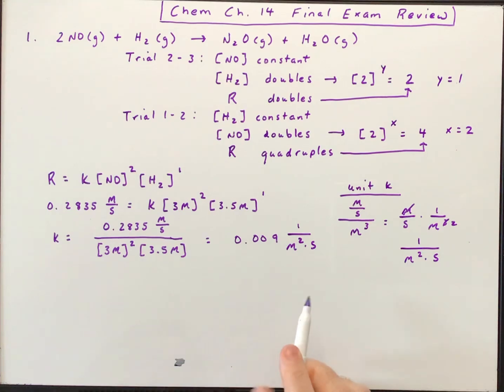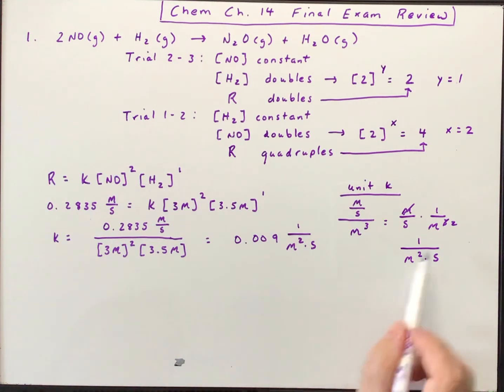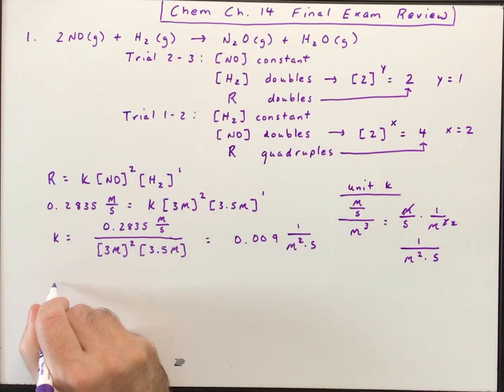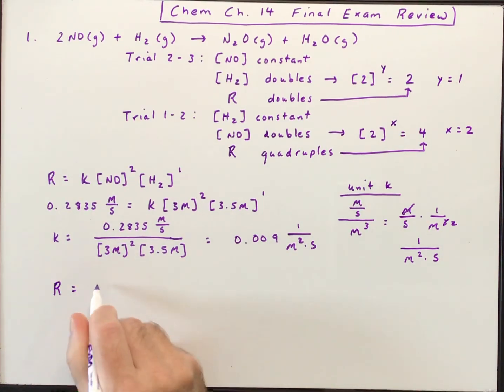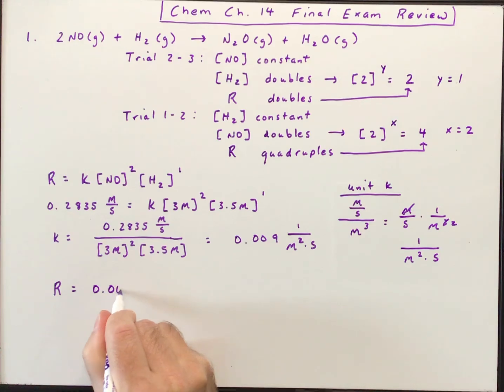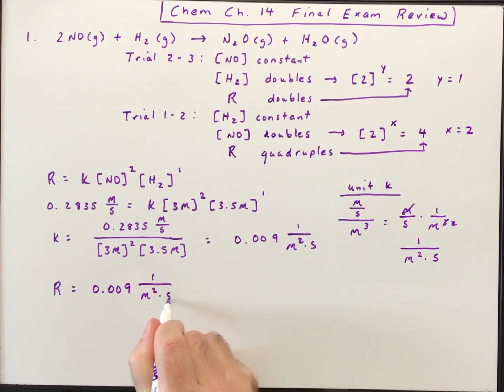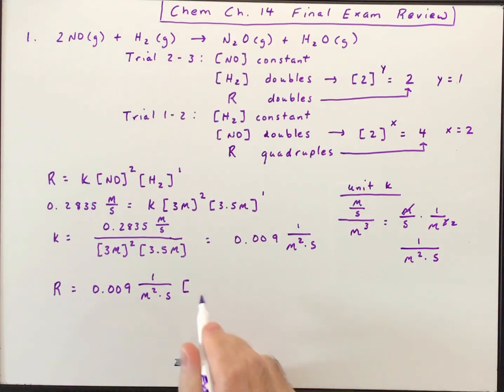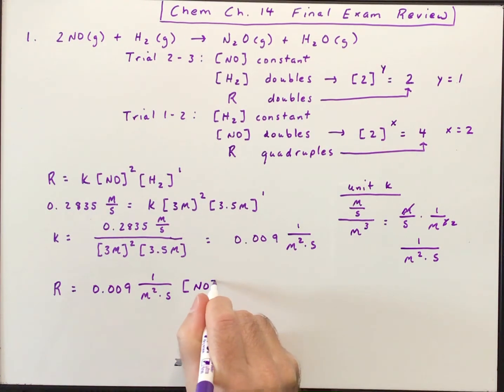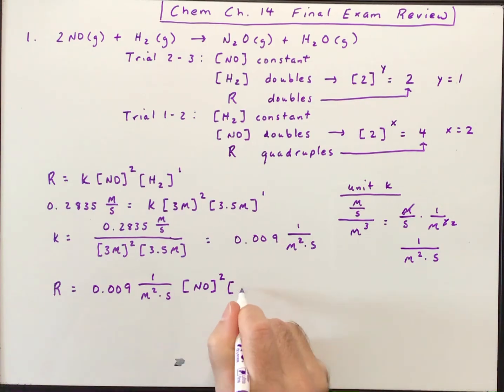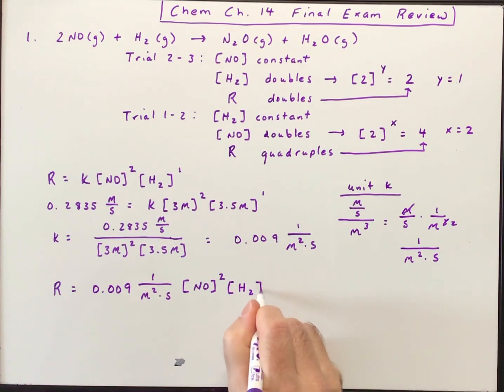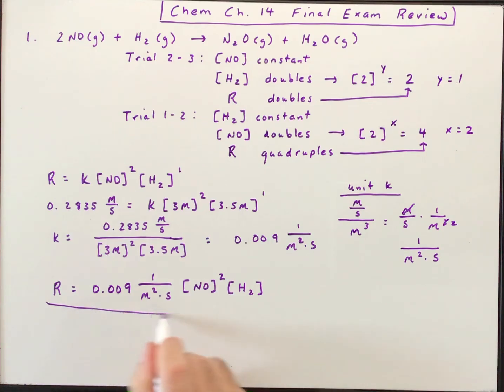Now this unit is going to be worth more than 1 point on the test. It's definitely a bigger part of the problem. So make sure that you're careful in determining the unit. So our final answer, the rate equation, R is equal to 0.009 1 over molar squared times second, times the concentration of NO squared, times the concentration of H2 to the first power, and we don't have to write the 1.